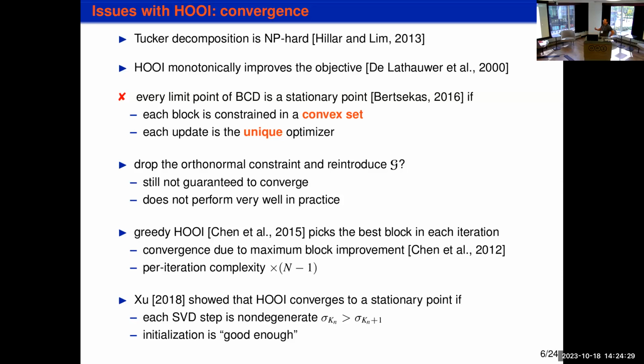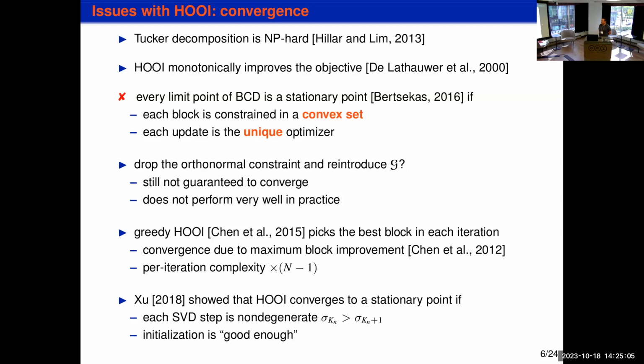So this means the theorem cannot be applied. You can say the objective monotonically improves, but you cannot claim that it converges to a stationary point. A few things that people have tried: let's go back to the original formulation, reintroduce the core tensor and just drop the orthonormal constraint. It's still not guaranteed to converge, simply because of this uniqueness requirement. It's hard to say. And in practice, it just doesn't really work very well compared to the orthonormal formulation.